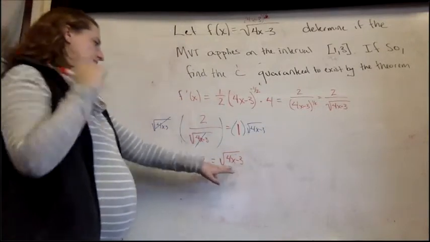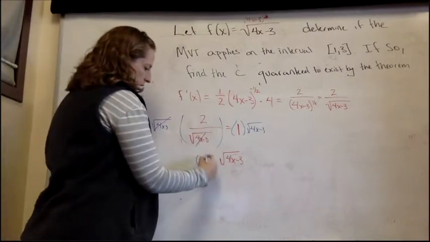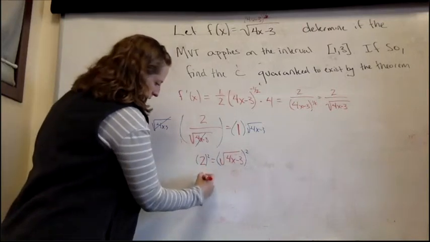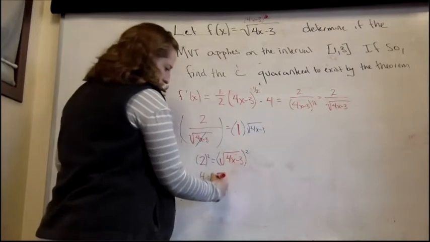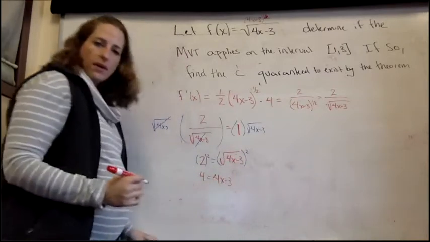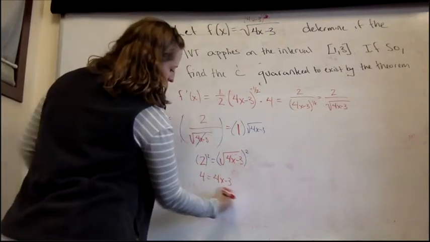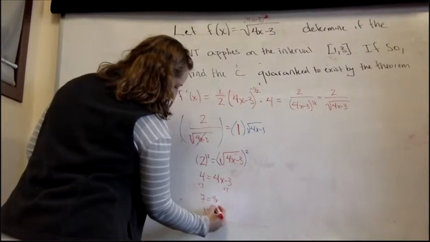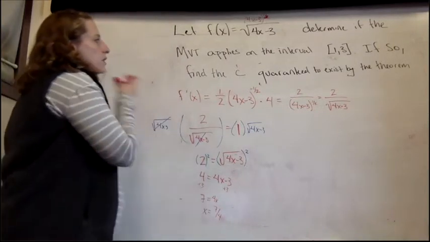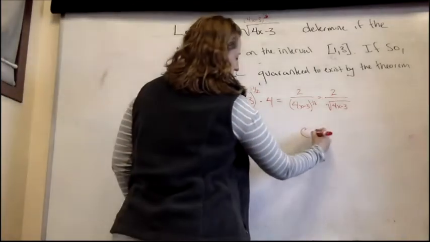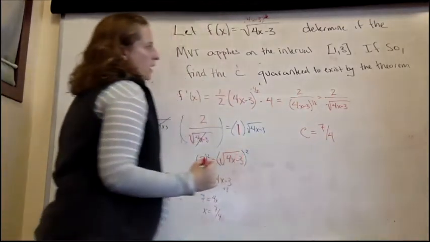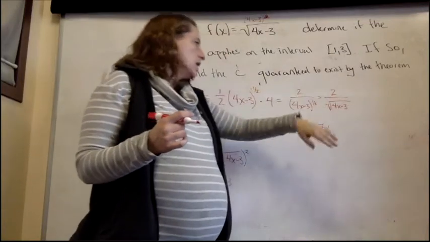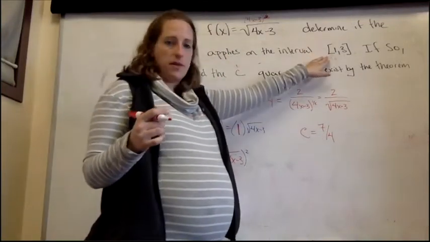Now, to solve for x, I'm going to square both sides of this equation to get rid of that square root. 2 squared is 4. The square root and the square cancel, leaving me 4x minus 3. And now we've got something we can solve. Adding 3 to both sides, I get 7 equals 4x, or x equals 7/4. So c equals 7/4, meaning the slope of the tangent line at 7/4, which is between our interval 1 and 3, should be equal to 1, the slope of the line between the endpoints.